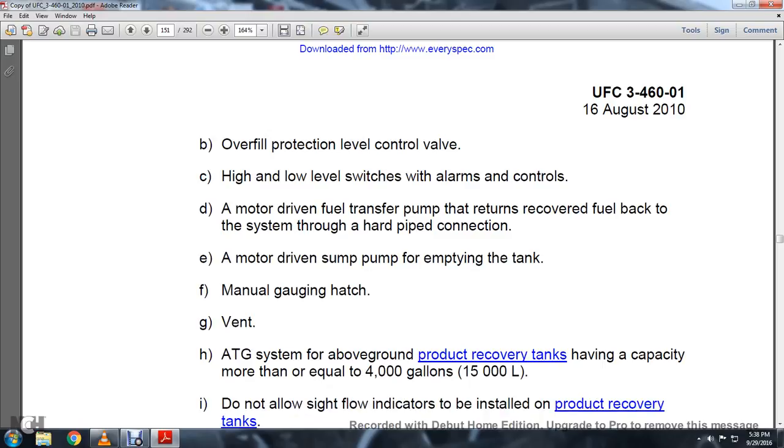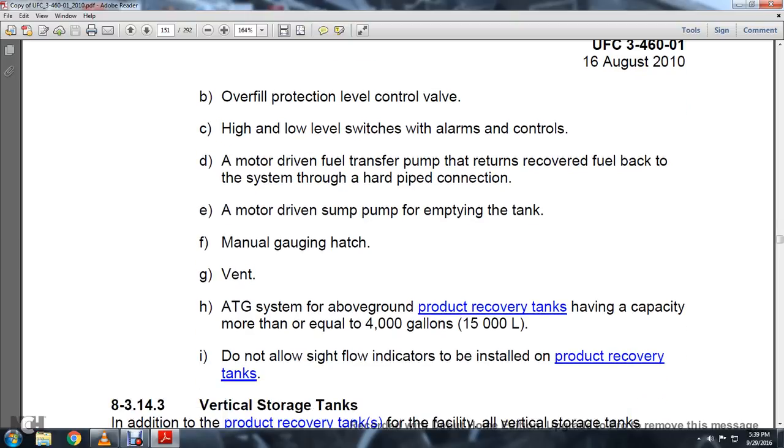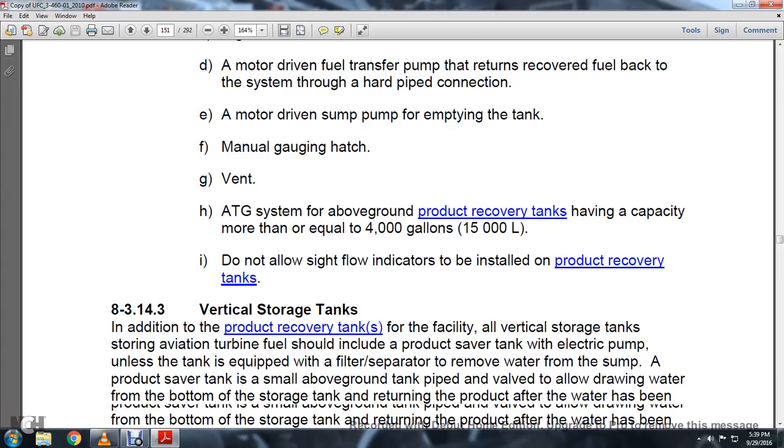System above ground product recovery tanks having capacity more than or equal to 4,000 gallons do not allow the site flow indicators to be installed in the product recovery tanks.